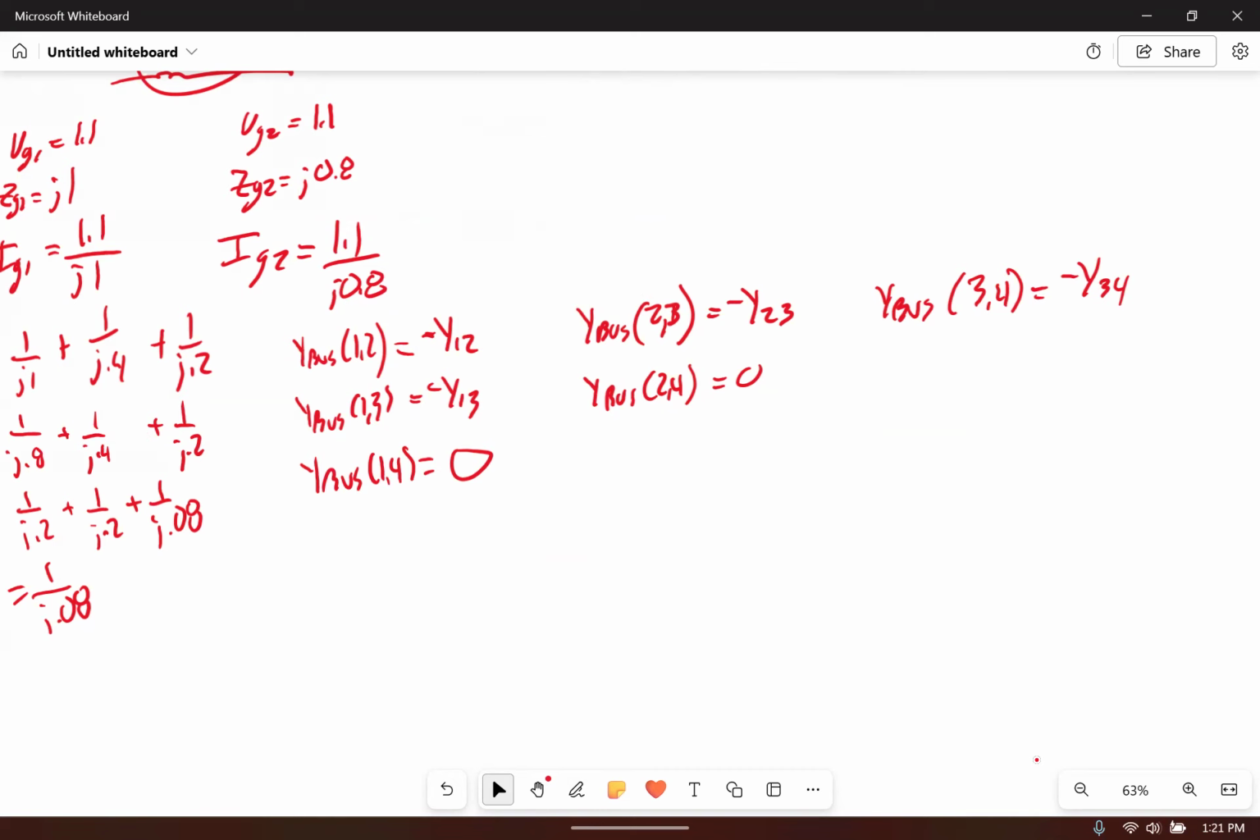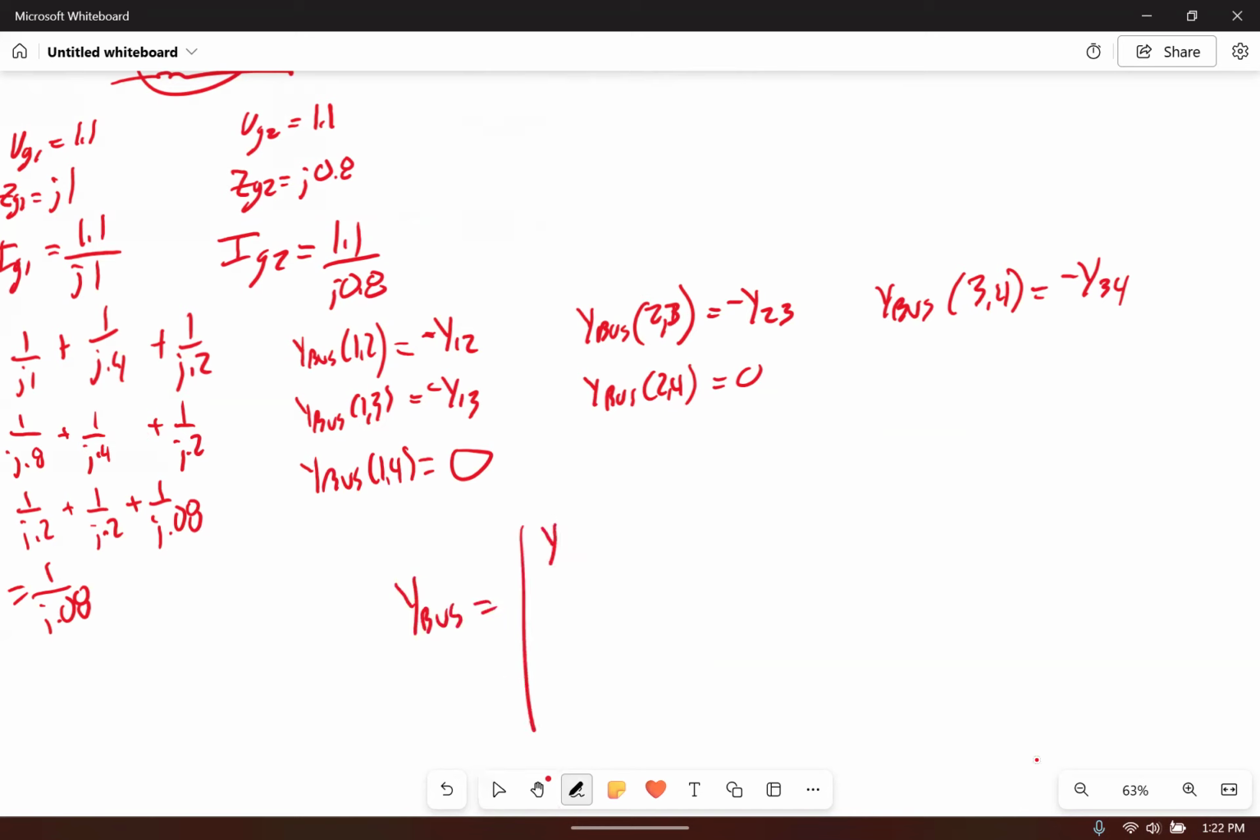And do I need to do anything with Y bus with the row 4 elements? No, because that's all lower triangular, right? Or it's the self-admittance. So I already have y41, y42, y43, and y44. That's all spelled out. So now I can actually show my Y bus.